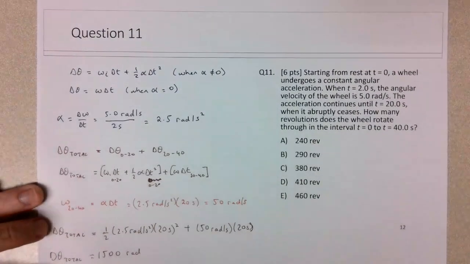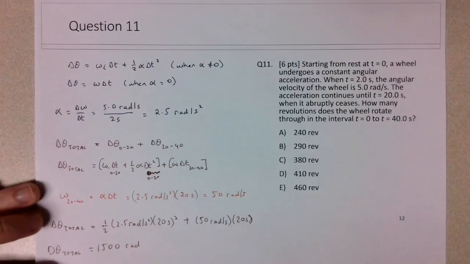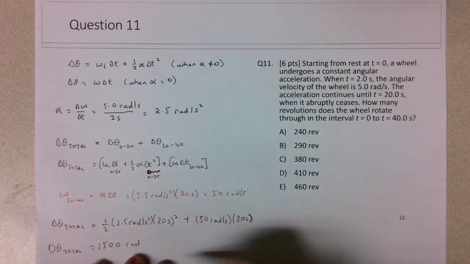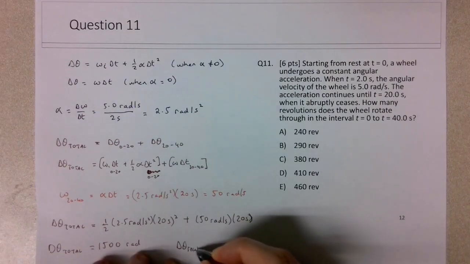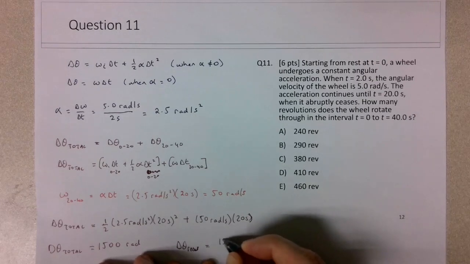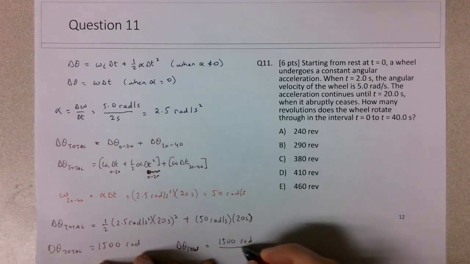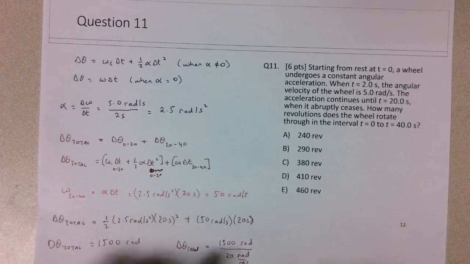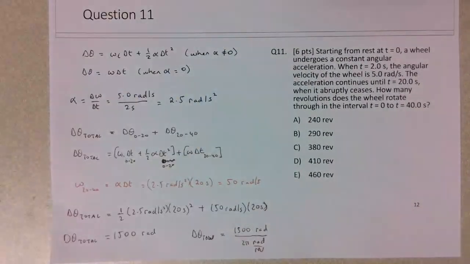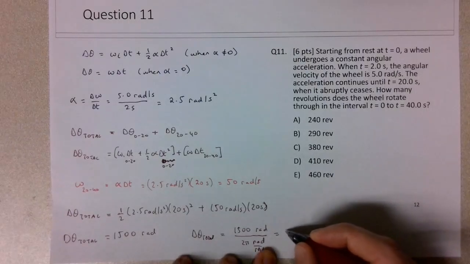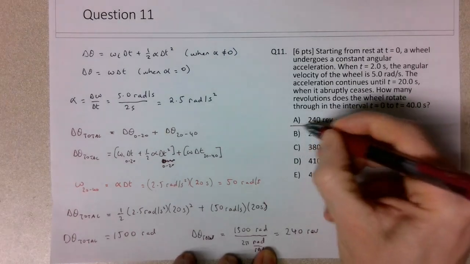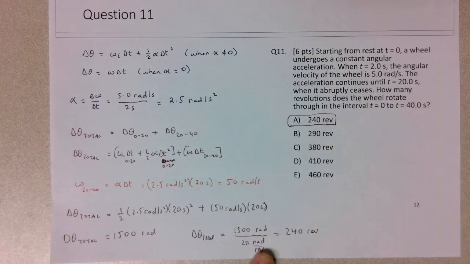But the choices are in revolutions. So we want to convert that number to revolutions. So delta theta in revs is 1500 radians divided by 2 pi radians per revolution. And we divide the 1500 by 2 pi and end up with 240 revolutions. So choice A is the correct answer for this question.